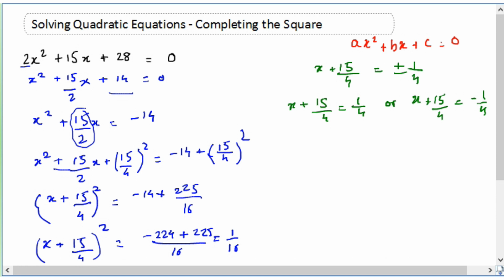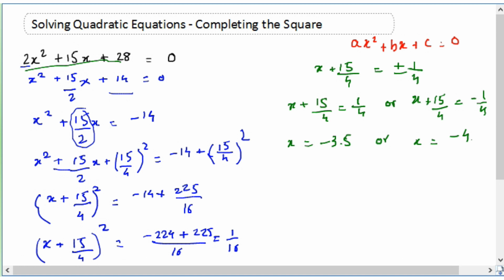Now if we subtract 15 over 4 from both sides of the equation, we are left with x is equal to 1 minus 15, which gives us negative 14, and negative 14 by 4 gives us negative 3.5. Or we can say that subtracting 15 over 4 from both sides of the equation, we should get negative 16 over 4, or x is equal to negative 4. So putting these values of x in this equation, we'll find that the answer is going to be 0.